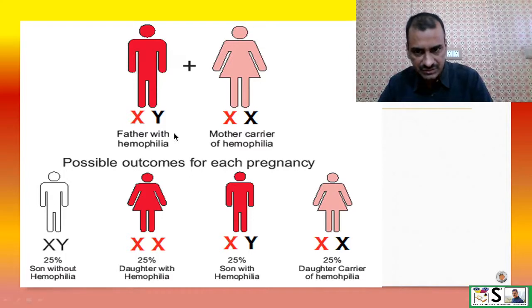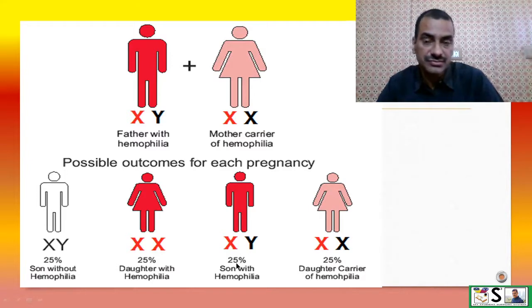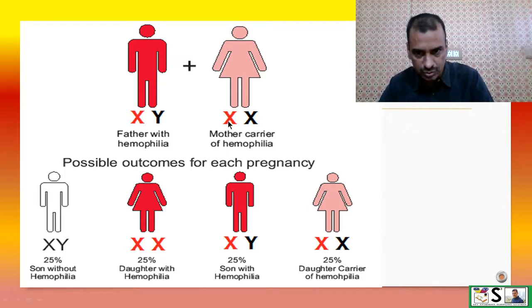But if this Y chromosome combines with this X chromosome, then 25% of sons will have hemophilia. And if this X chromosome combines with this X chromosome, then 25% of daughters will also have hemophilia. Here, the daughter will also have hemophilia because both X chromosomes are defective.